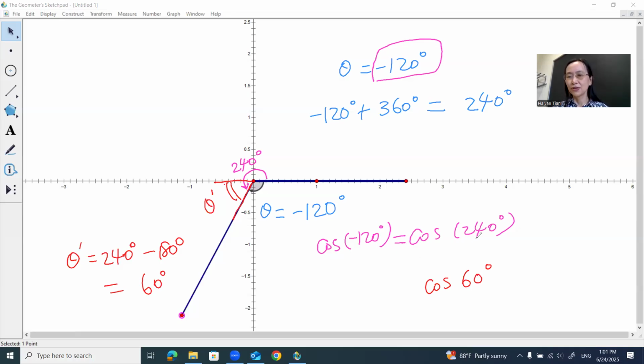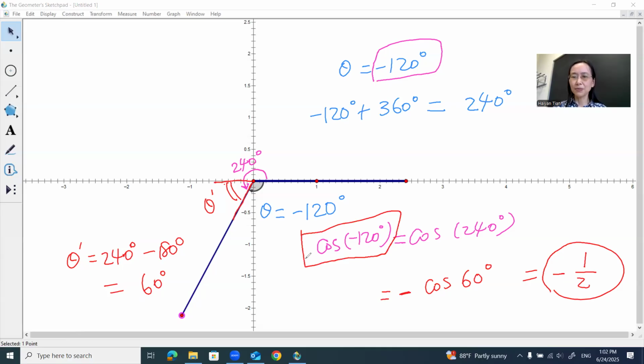But cosine 240 degrees and cosine 60 degrees can be different. They differ by at most a sign. So we know cosine in the third quadrant is negative, so we must put a negative sign. And then one last step, what is the cosine 60? Cosine 60 is half. So with the negative sign, negative half is the value of the original problem.